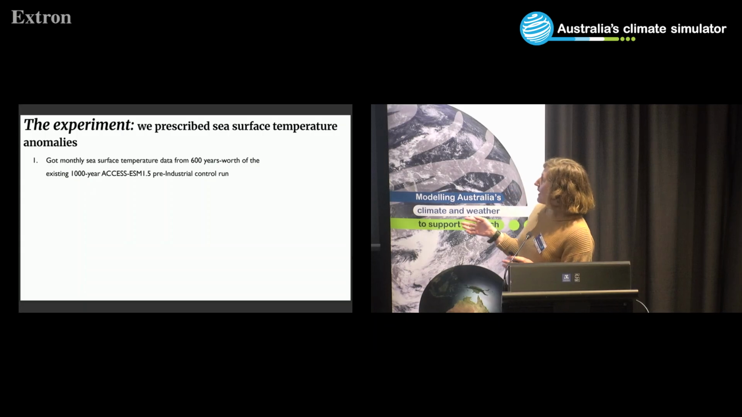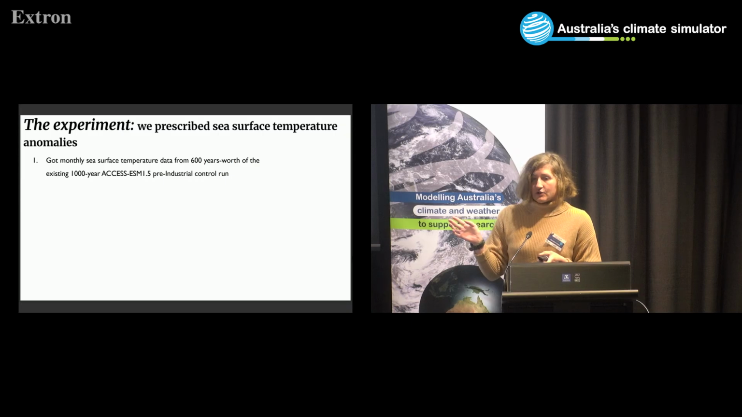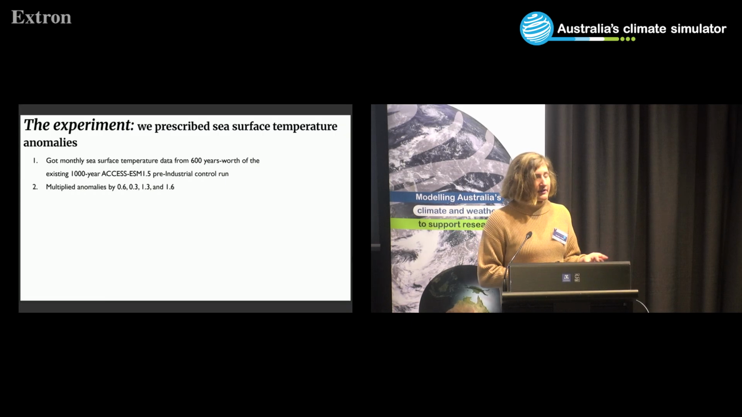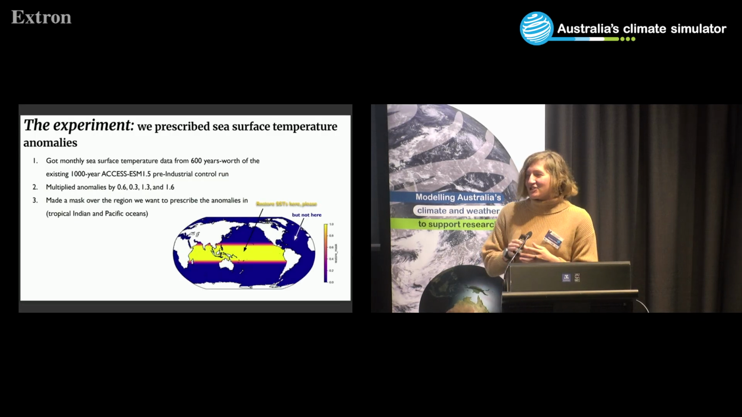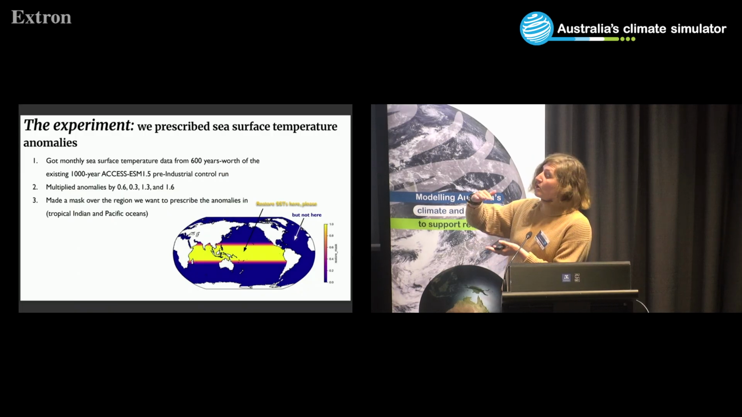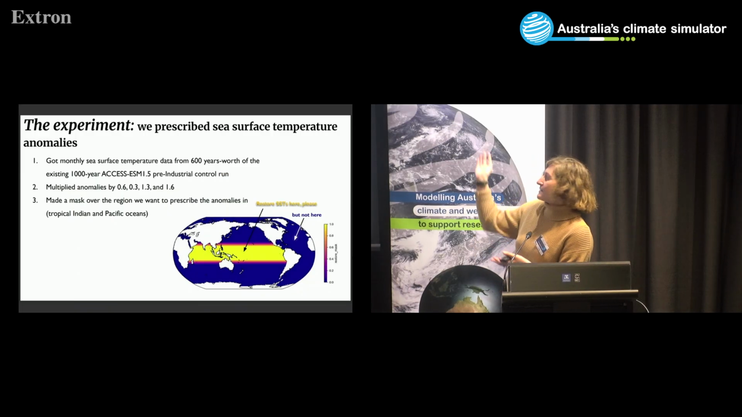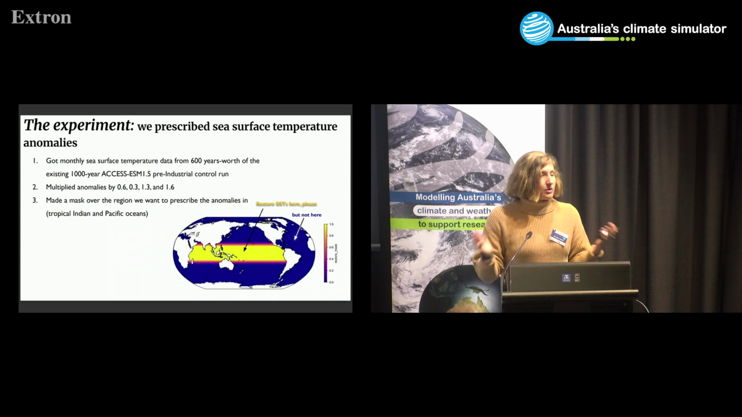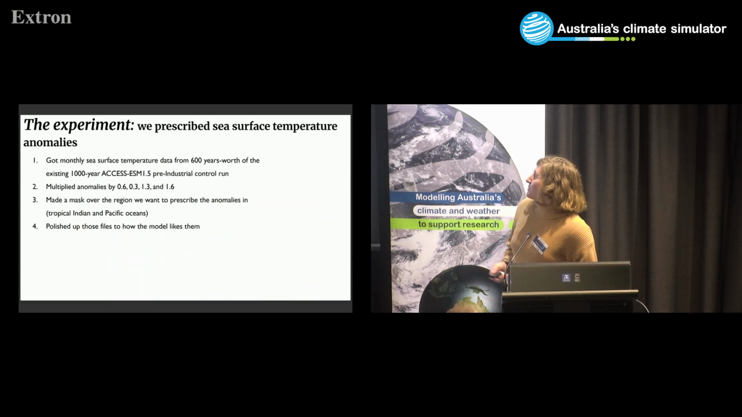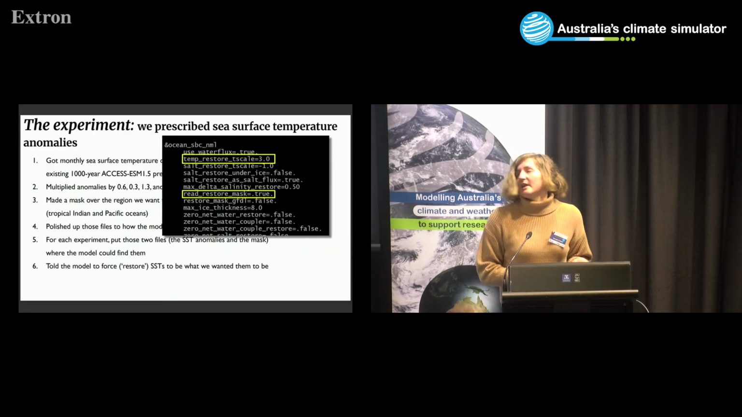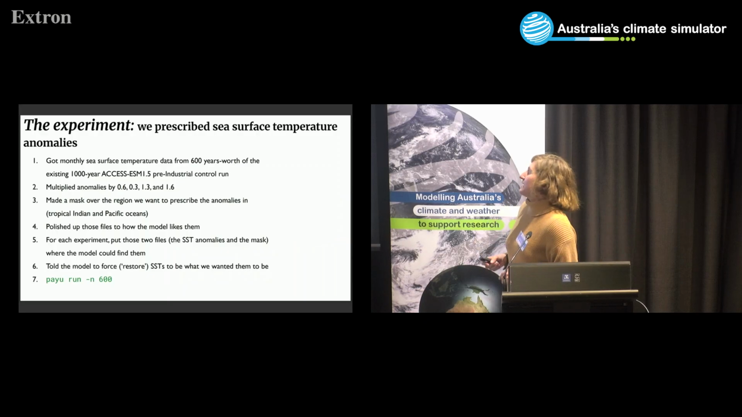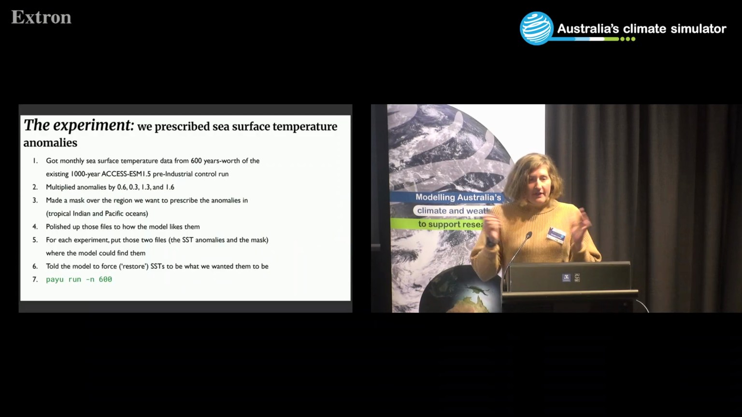But just in brief, I took as a sort of template the existing 1,000-year-long pre-industrial control run for this model, increased or decreased the size of the sea surface temperature anomalies with respect to the monthly climatology, and made a mask to show the model where we wanted to restore the sea surface temperatures. Outside of that, and for every other variable, the model is allowed to evolve freely. There's a bit of finagling to feed the files to the model, to tell it to nudge the sea surface temperatures to be what we want, and then set it off on its merry way. So that's how we did it.